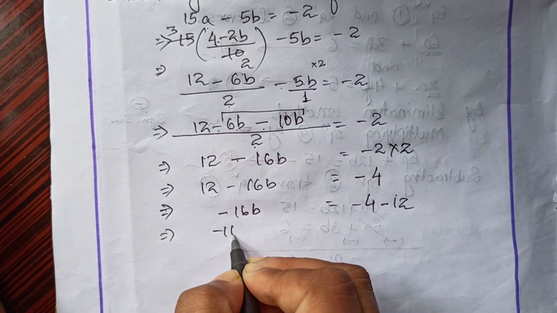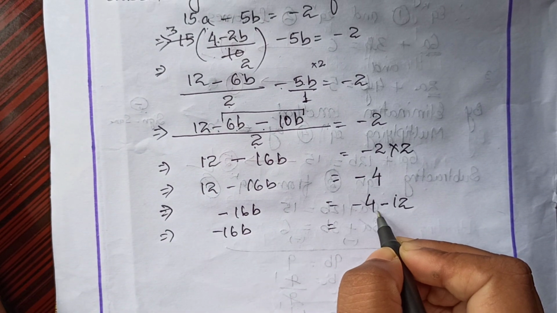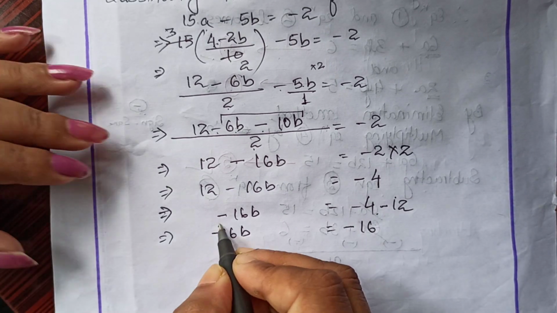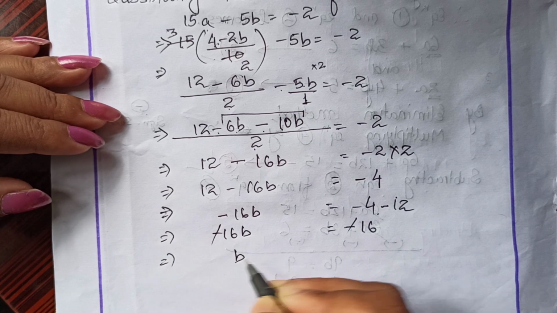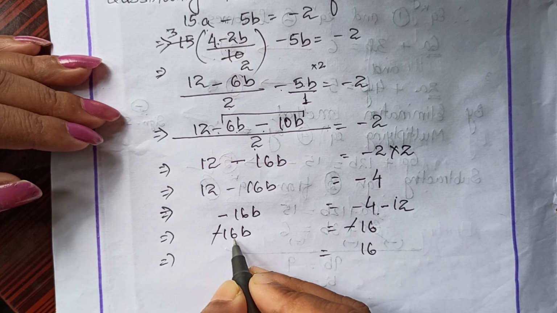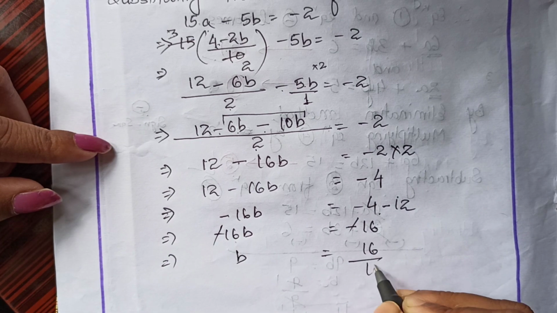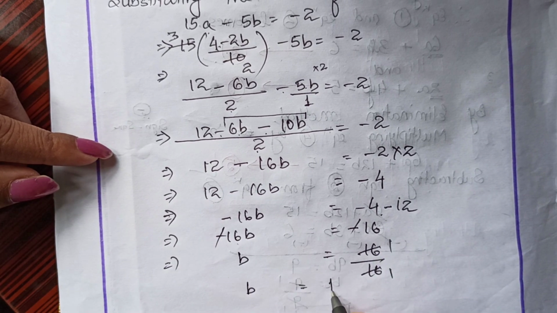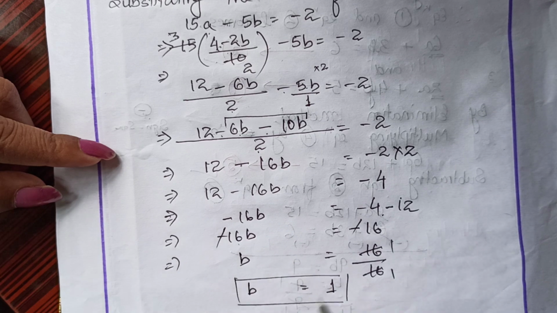So this implies that 16b is equal to minus 12 plus 4, which is 16. 12 is bigger, so minus sign. Minus minus we can cancel. B will be equal to 16 divided by 16, since this 16 is multiplying here, it will come and divide. 16 1 is 16, 16 1 is 16. B equals 1, we got here. This is the value of B.